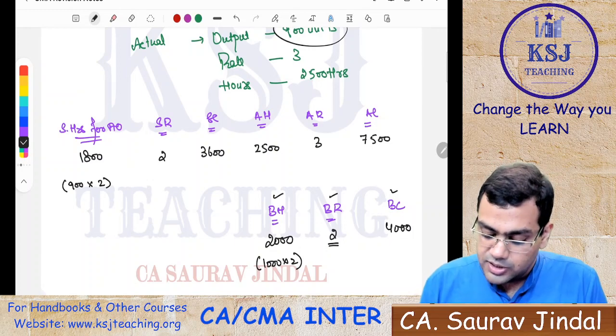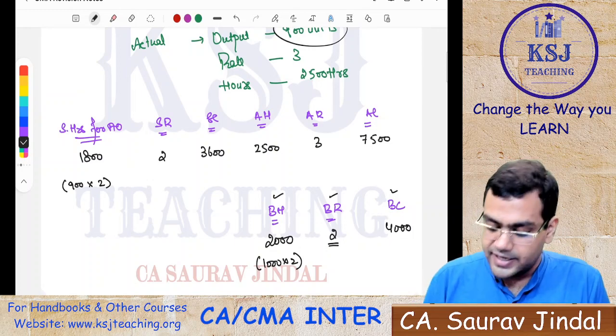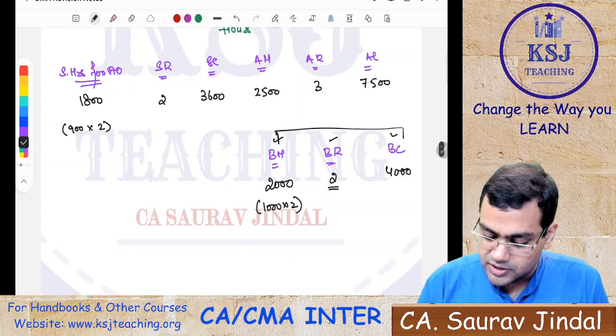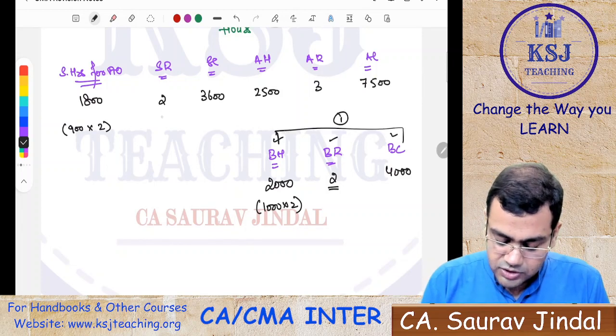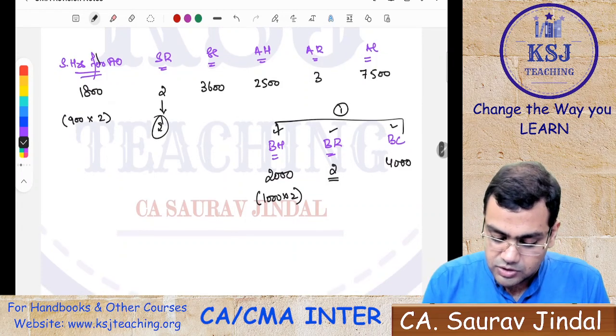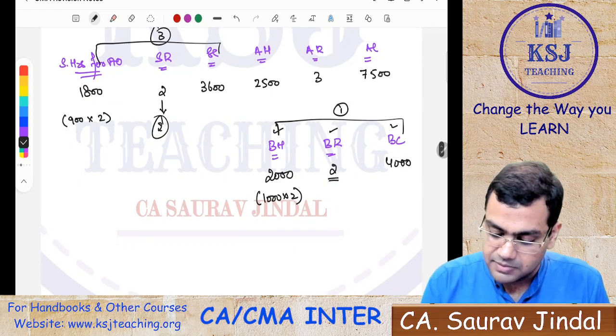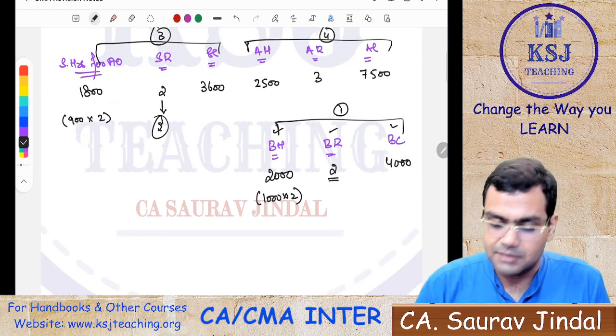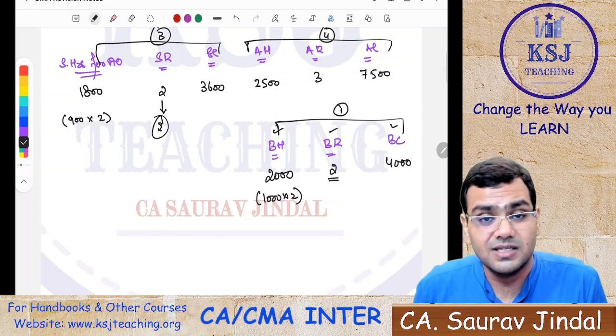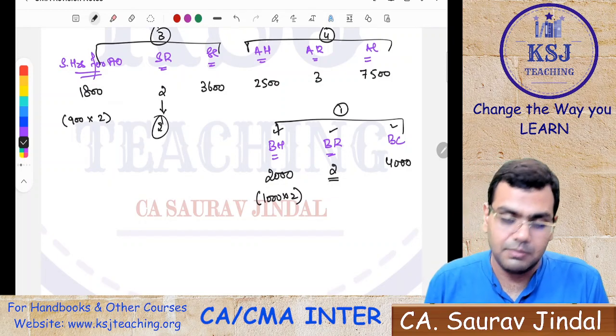Clear? This is how the table will be created. First, start with the budgeted data. Then this should be your second step, then filling this up should be your third step, and then this should be your fourth step in case of the fixed overhead variances. This is how you have to fill up this table, right?